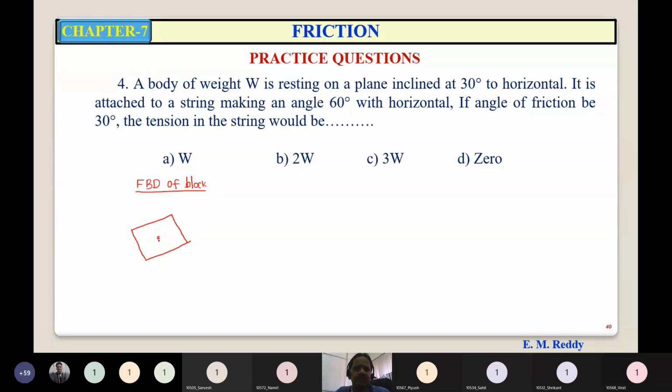Weight is W. Normal reaction is N, say NR. This plane is making 30 degrees with the horizontal. So it is attached to a string making an angle 60 degrees with the horizontal. So you have to find out this tension in the string.